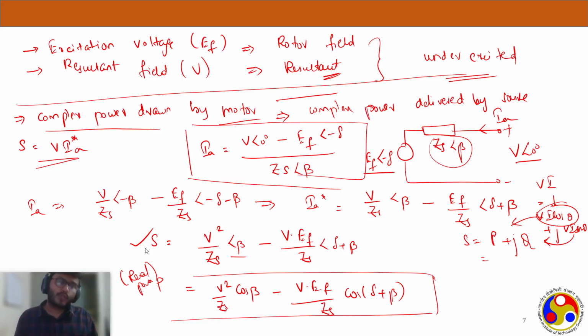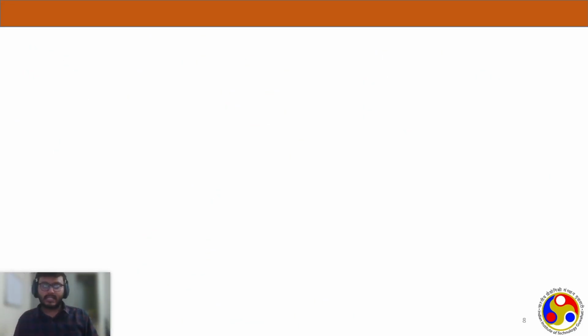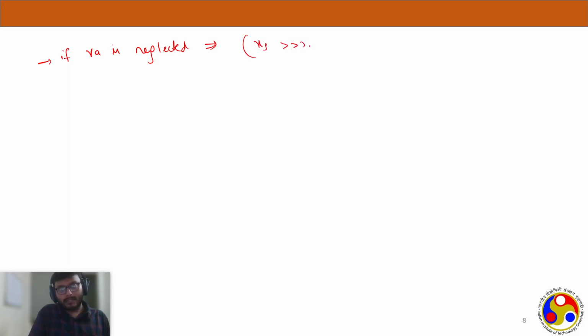Now usually the condition in a synchronous machine is the resistance within the circuit. Here we have seen Zs is equal to Ra plus jXs, right? This resistance is usually very small. So usually we neglect the resistance in a synchronous machine. If Ra is neglected, because Xs is usually much greater than the armature resistance, now my Zs at an angle beta is nothing but jXs, Xs at an angle of 90 degrees.